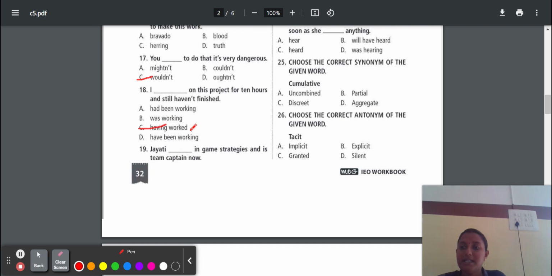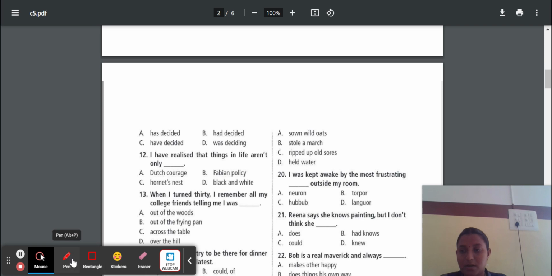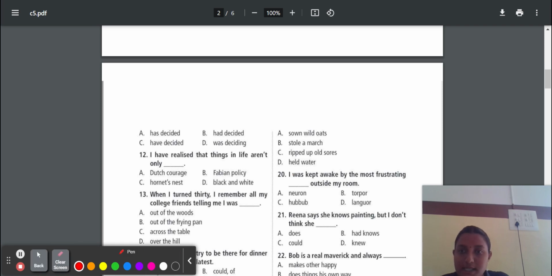Question number 19. Jayati dash in game strategies and is team captain now. Option A, sown wild oats. Option B, stole a march. Option C, ripped up old sores. Option D, held water. Answer for the question 19 is C, ripped up old sores.